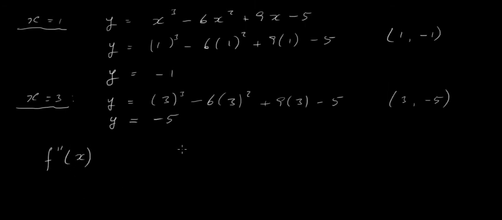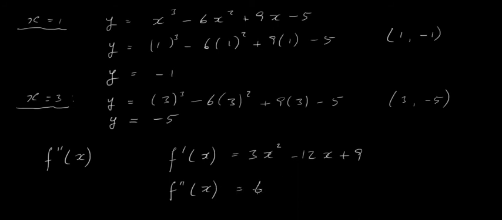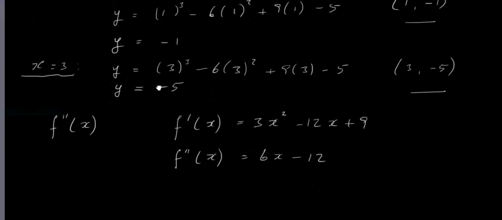Now, remember that f prime of x, or f dash x, was 3x squared minus 12x plus 9. When we differentiate it once, this is what we get. We're going to have to differentiate our function a second time, so that will give me 6x minus 12. So I'm going to use this to determine which one of these is a maximum and which one is a minimum. I'm going to use this second derivative here.